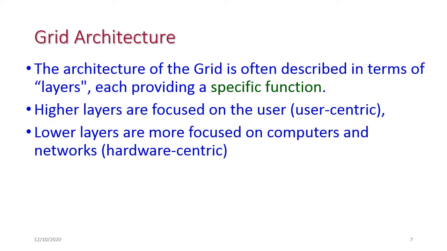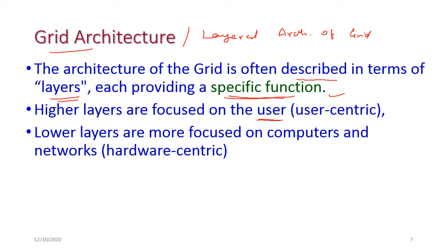And next we will see the architecture of grid, otherwise called the layered architecture of grid. The architecture of grid is often described in terms of layers, with each layer providing a specific function. Higher layers are focused on the user, and lower layers are focused on computers and network. That is, hardware-centric layers are the lower level layers, and user-specific layers are the higher level layers.